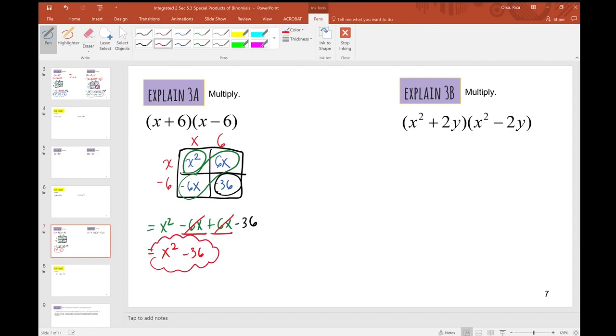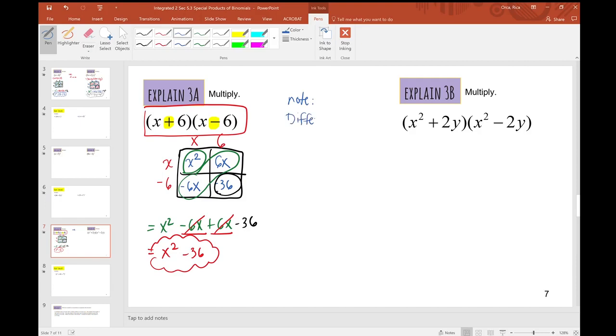One thing I want to bring up is that notice how these two binomials look exactly the same. The only difference between them is that one's positive and the other one's negative. Whenever you have two binomials that look exactly the same except for the signs in between them, we call that a difference of squares. And difference of squares are special because instead of having to use the box method, you can use the shortcut. And I'll go ahead and write it out.